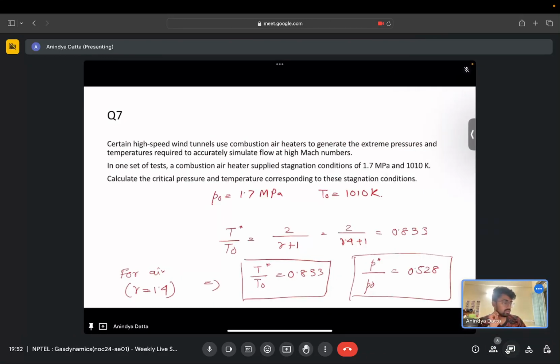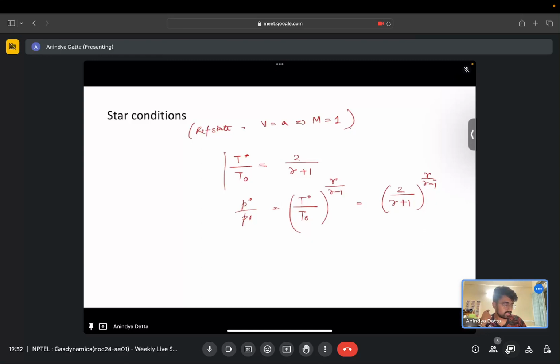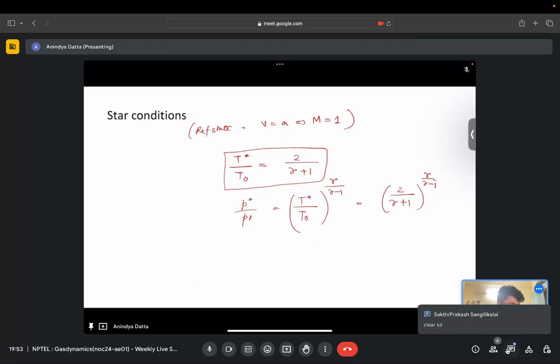You just need to remember these two formulas. Ideally, if you remember this formula, the ratio for the pressure and the others you can get by applying the isentropic relation, the corresponding relations for pressure and density, because the pressure ratio is equal to the temperature ratio to the power gamma by gamma minus 1. Any question? Okay, great.